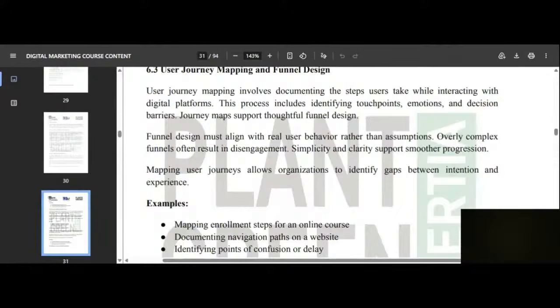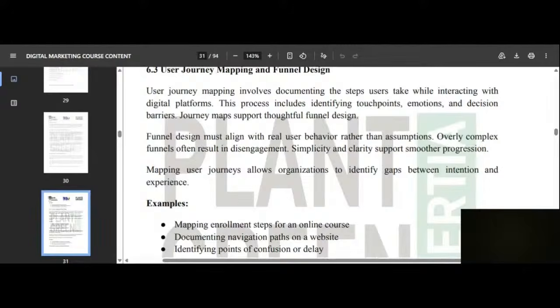So funnel design means structuring the marketing touchpoints to guide the users smoothly through their journey until they get converted into a customer, until they get converted as a client. So this whole journey, you are going to design a funnel.